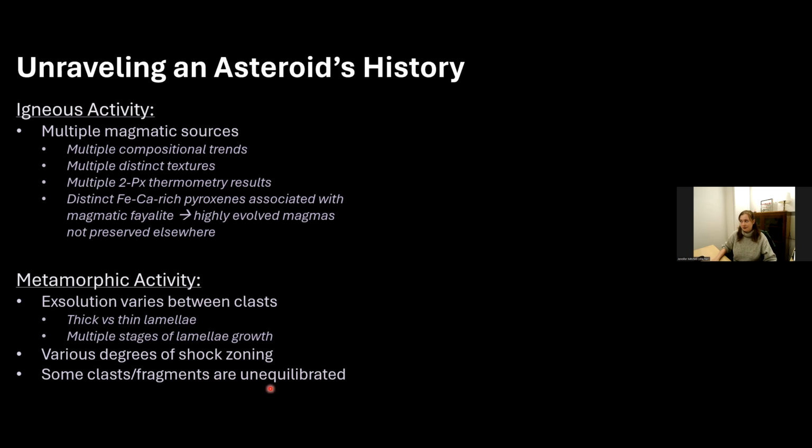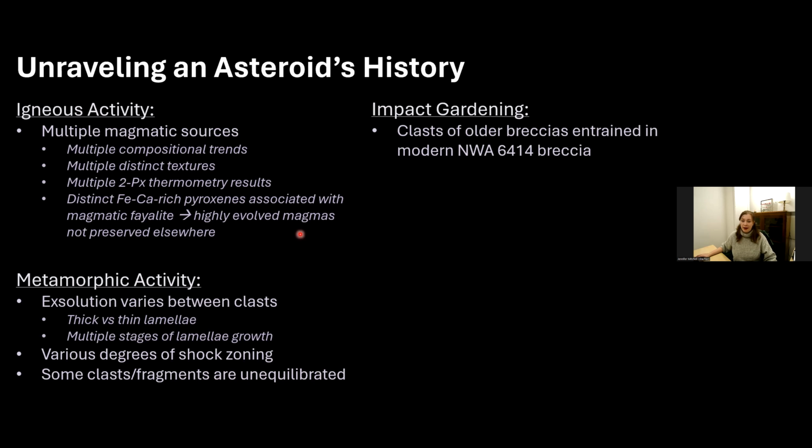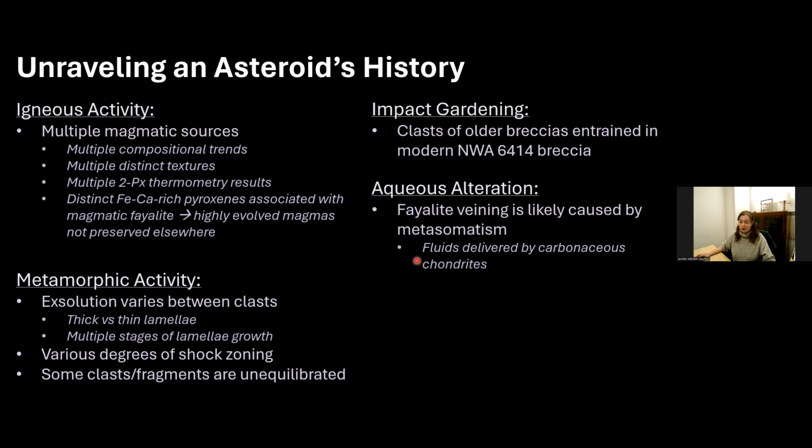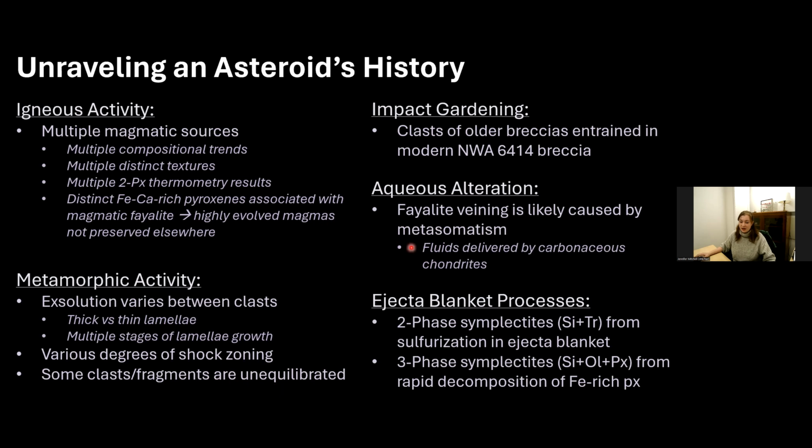So that's quite exciting. We've got evidence of impact gardening. So we have clasts of pre-existing breccias being worked into this breccia. We have evidence of aqueous alteration. So we have phayolite veining in some of these parts, where we have fluids likely derived from impacts from carbonaceous chondrites, those outer solar system meteorites driving aqueous alteration. And we have ejecta blanket processes.